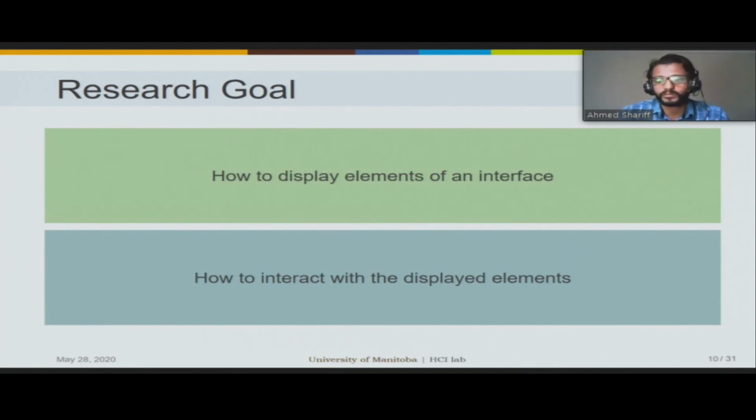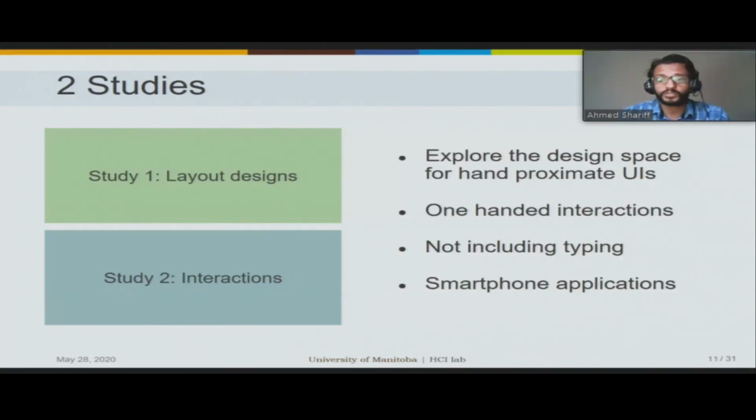these elements that we display. So we conducted 2 studies. In the first study, we looked at how the display elements to interact with would be laid out. In the second study, we looked at how people would like to interact with these elements. As an initial step, we are only looking at one-handed interactions. We're not looking at any text input, and we are focusing on smartphone applications.